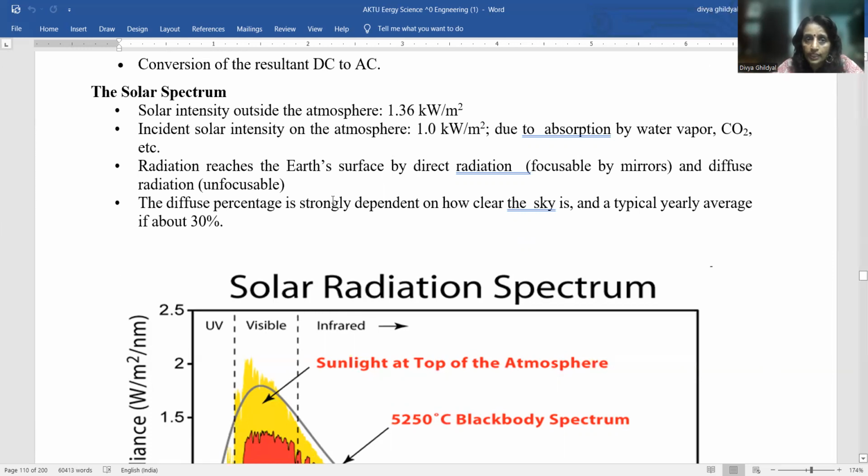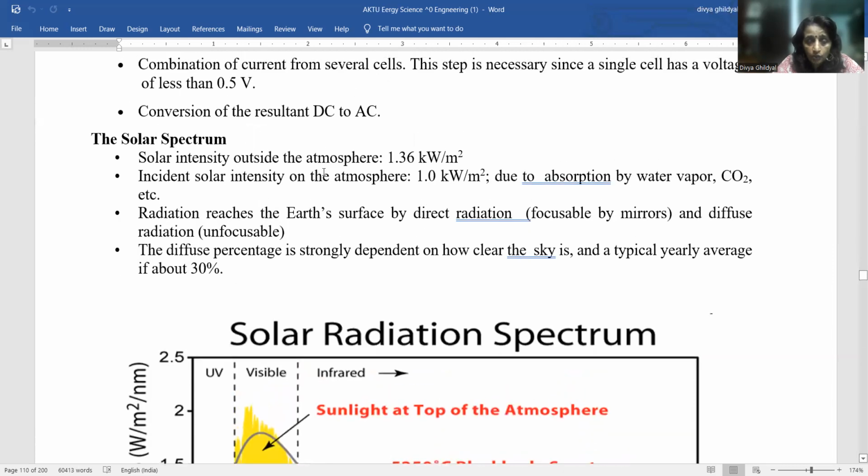So solar intensity outside the atmosphere is 1.36 kilowatt per meter square. This is used in numericals, but it will be given to you in the question. Incident solar intensity in the atmosphere reduces due to absorption by water vapor, carbon dioxide, pollution particles, etc. Radiation reaches the Earth's surface as direct radiation and diffuse radiation. This question was asked in AKTU. You have it here in your syllabus also.